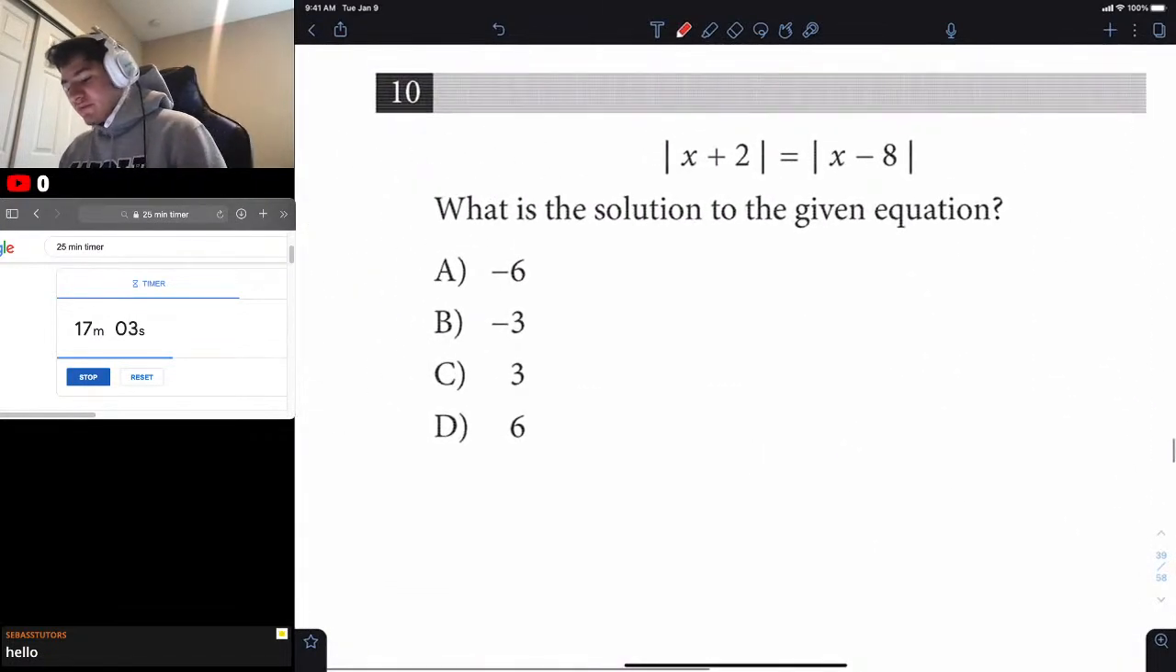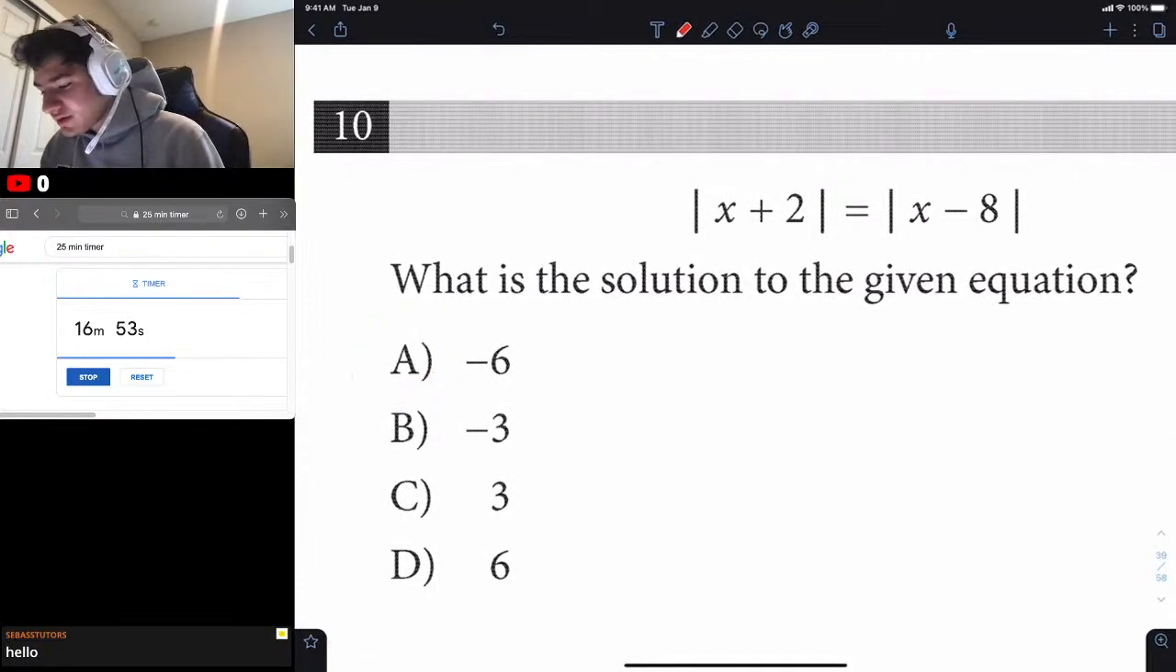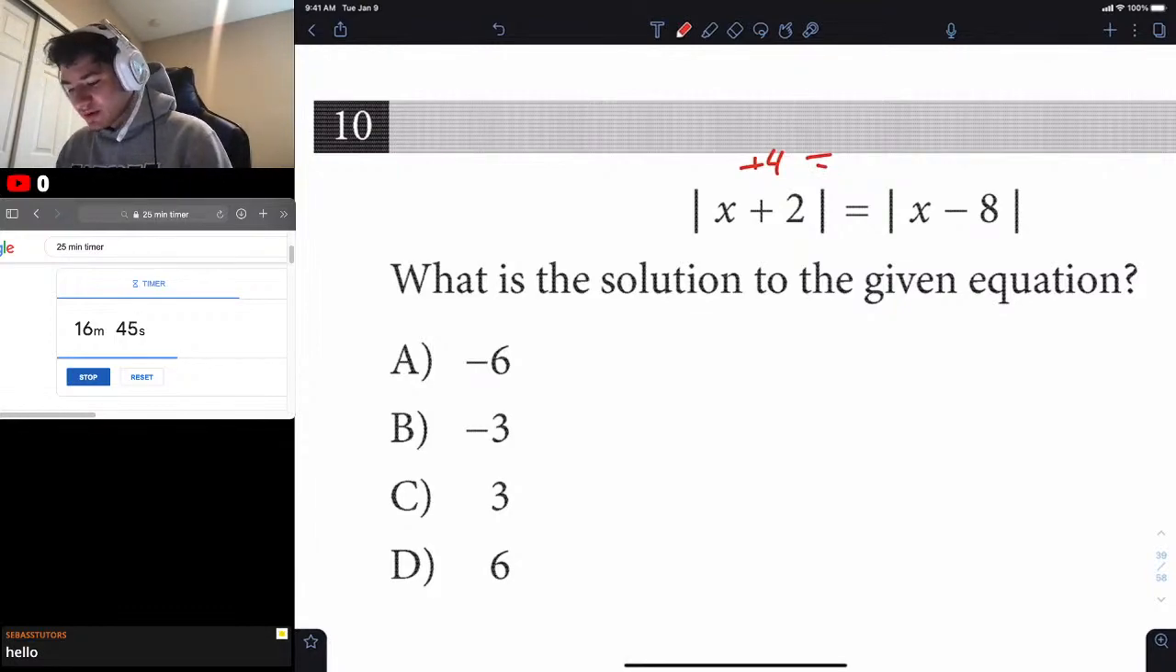What is the solution to the given equation? Alright, let's plug stuff in. Let's just go ahead and plug and chug. I think that's the easiest way to go about this. So, -6 plus 2 is -4. And then the absolute value of that is just 4 equals -6 minus 8. No, that is not right.